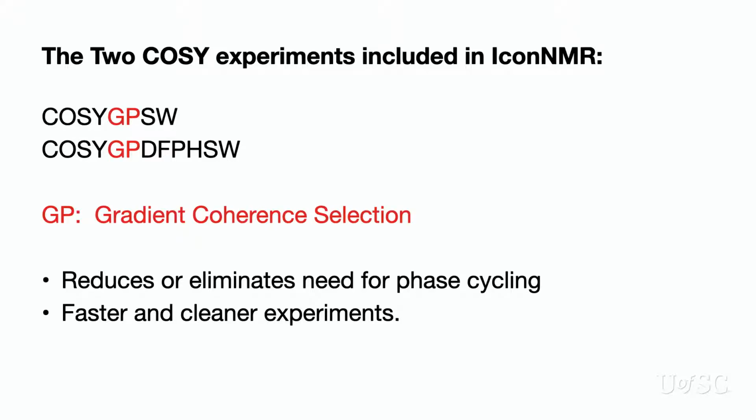With both of the COSY experiments, the first code is GP. This means the experiments use pulsed field gradients for coherent selection. This class of experiment eliminates the need for long phase cycling to remove unwanted artifacts in the spectrum. Therefore, they can run much faster and give cleaner results than sequences developed before the gradient selection experiments. In fact, the non-gradient versions are not included in the list.